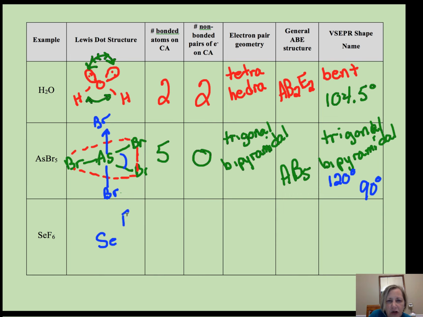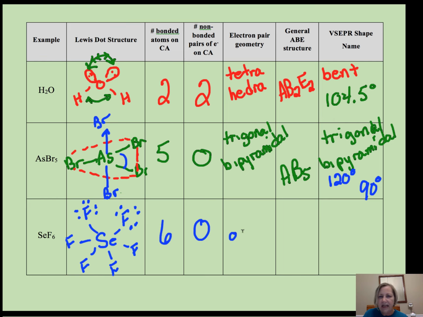Selenium hexafluoride has 6 fluorines around it. Each fluorine can have one bond that gives selenium an expanded octet. All the fluorines have their completed octet around them. I'll leave you to draw those. I have 6 and 0. This is octahedral.